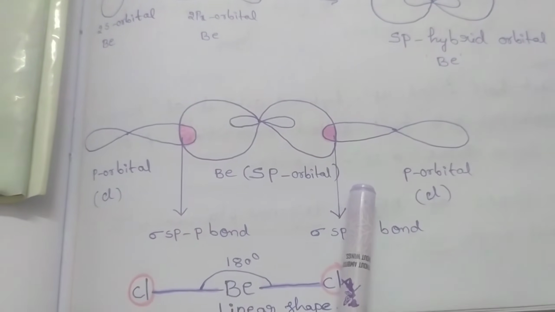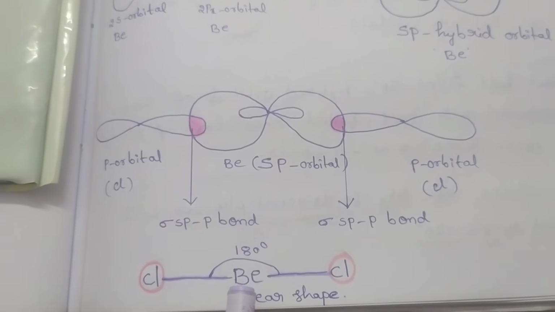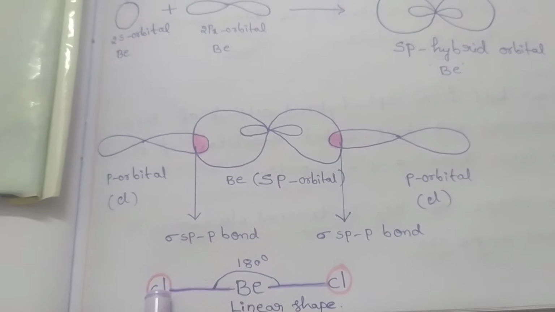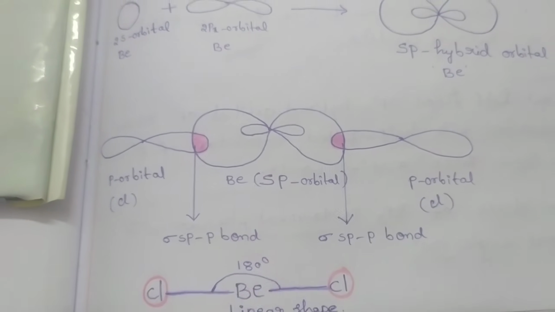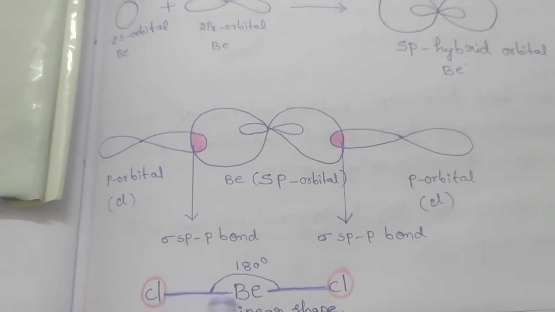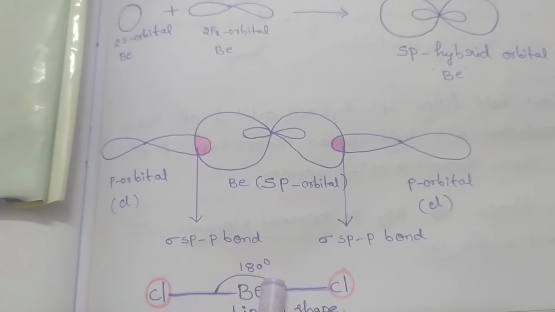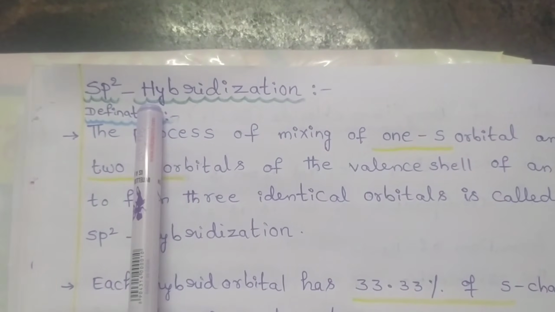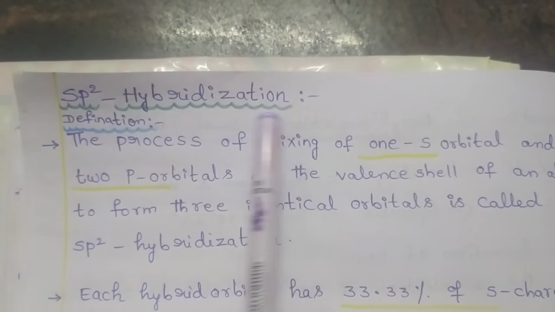Now, the structure of beryllium dichloride can be written as Cl-Be-Cl. This is linear in shape with bond angle 180 degrees. This is the example for sp hybridized molecule. Now we discuss sp2 hybridization.